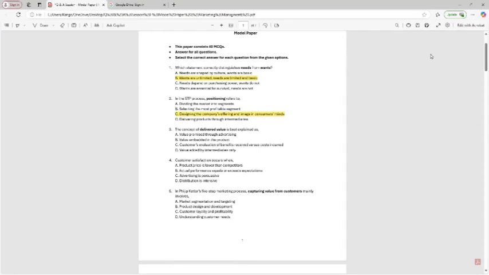There are 4 answers you can see: value promised through advertising, value embedded in the product, customers' evaluation of benefits received versus cost incurred, value added by intermediaries. So what is the best answer? The concept of delivered value is best explained as.